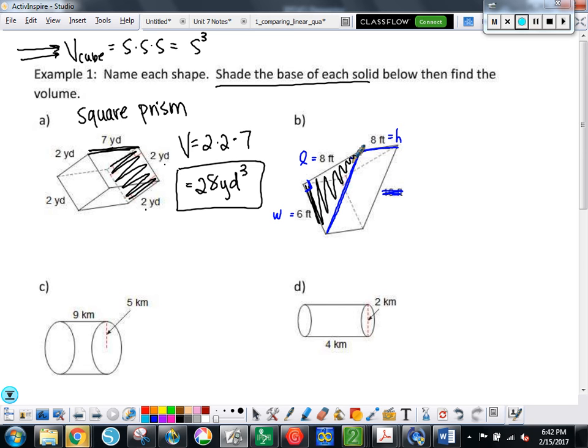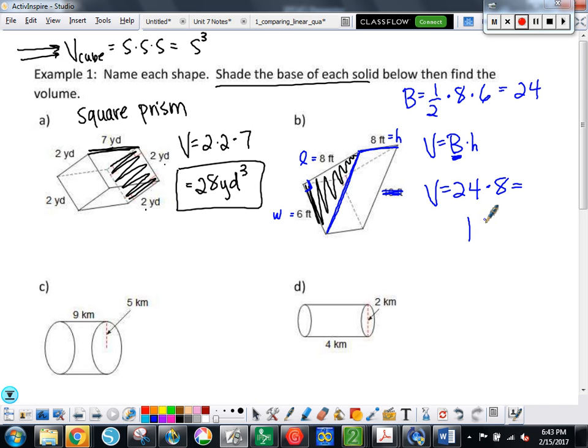So, area of a triangle. My base area is 1/2 times my length times my width, which, I guess you can do this 2 different ways, would be what? 1/2 of 8 is 4, 4 times 6 is 24. Now the formula for finding the volume is the area of the base times the height, right? We figured that out already. So volume equals 24 times 8, which is 192 feet cubed.